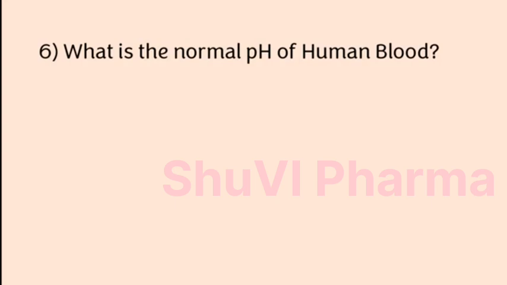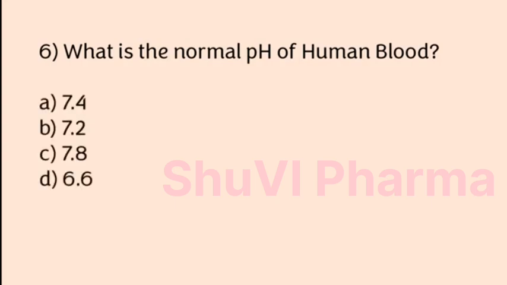What is the normal pH value of human blood? 7.4, 7.2, 7.8, 6.6. The correct answer is option A. 7.4 is the normal pH value of human blood.